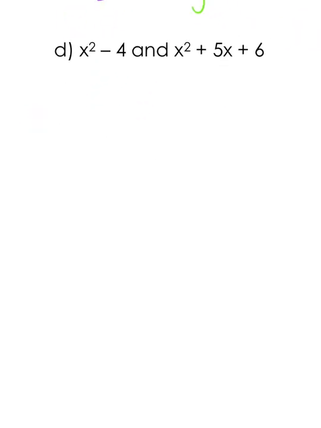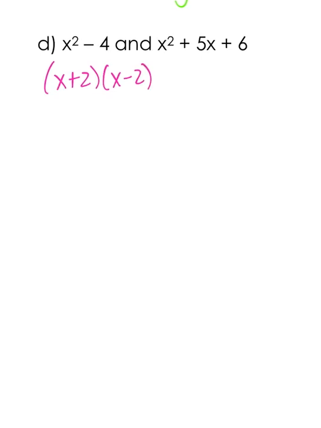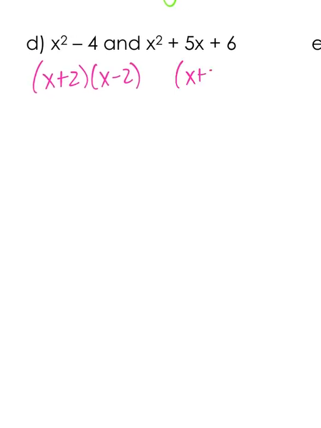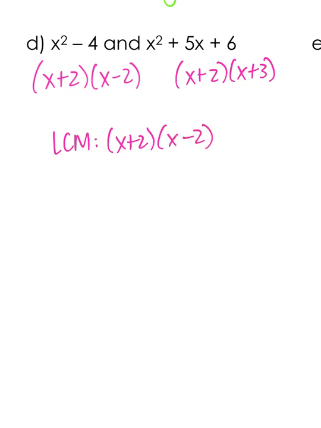All right, C, we're going to factor these. This is a difference of squares, so x plus 2 and x minus 2. And then I've got x plus 2 and x plus 3. So my least common multiple, or least common denominator, would be x plus 2 times x minus 2 times x plus 3, because I do not have to include this again. It's already there once.